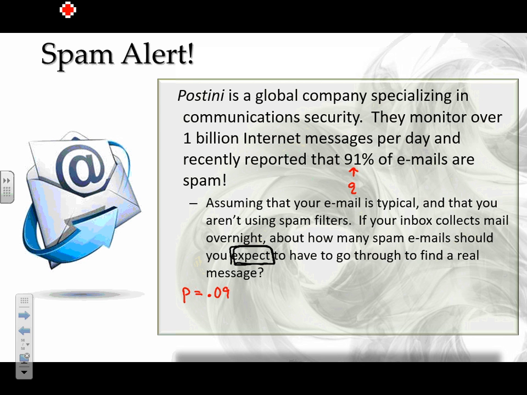And so if we know that, we can calculate expected value easily enough by doing what? 1 divided by 0.09. So if we take 1 divided by 0.09, 11.1 repeating. Okay? So about how many emails should we expect to go through before we find a real one? Yeah, a little over 11, right? So about the 12th one, we should be expecting to find a real email. Everyone okay with that? Okay.